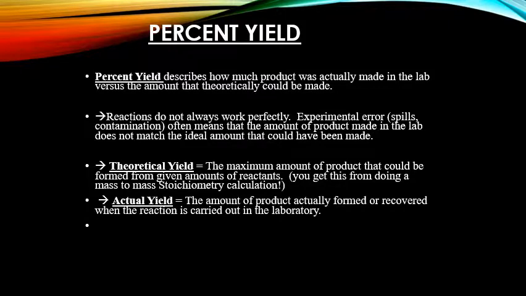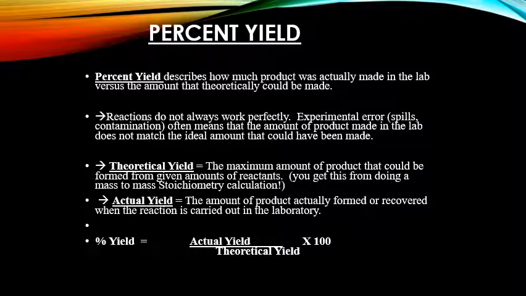And then we have the actual yield, which is the amount of product that we physically recover from a reaction carried out in the laboratory. And then from there, we have our equation for percent yield, which is simply taking the actual yield, what we produce in the lab, dividing it by the theoretical yield, what we should get maximum, and multiplying it by 100%.